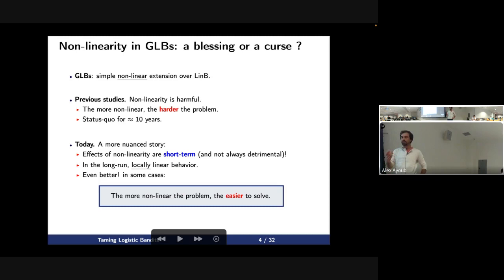So there has been publication on the topic, but none of which would question this dependency and this impact of nonlinearity, looking at something else. And today I'd like to come with a more nuanced story.